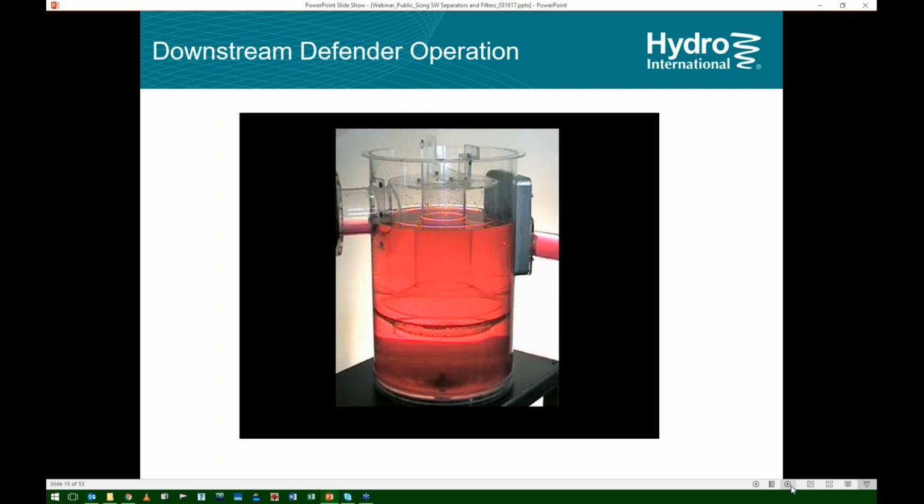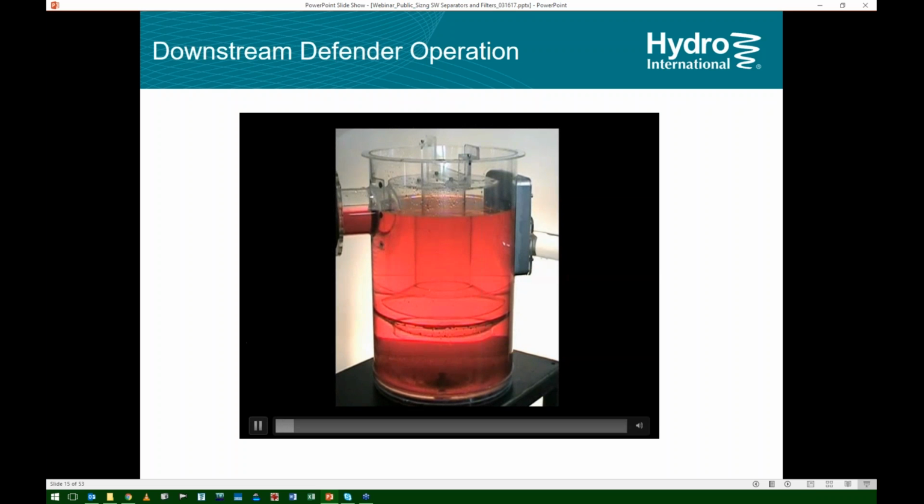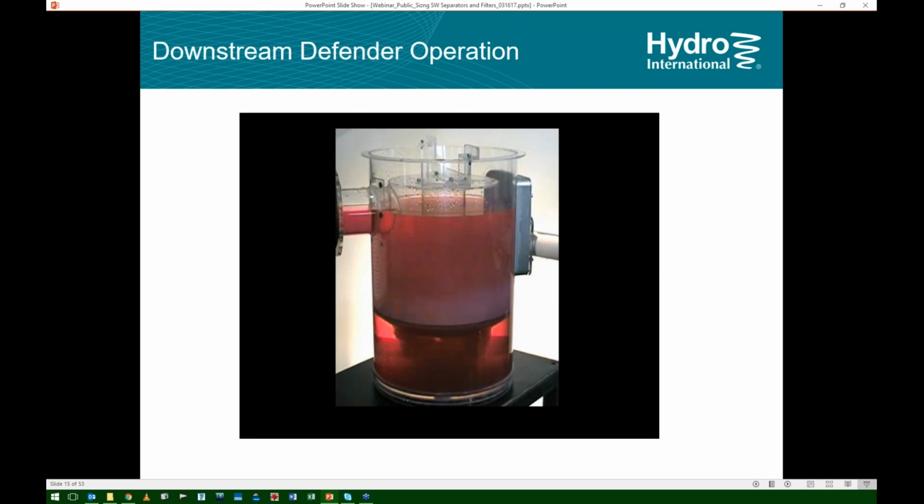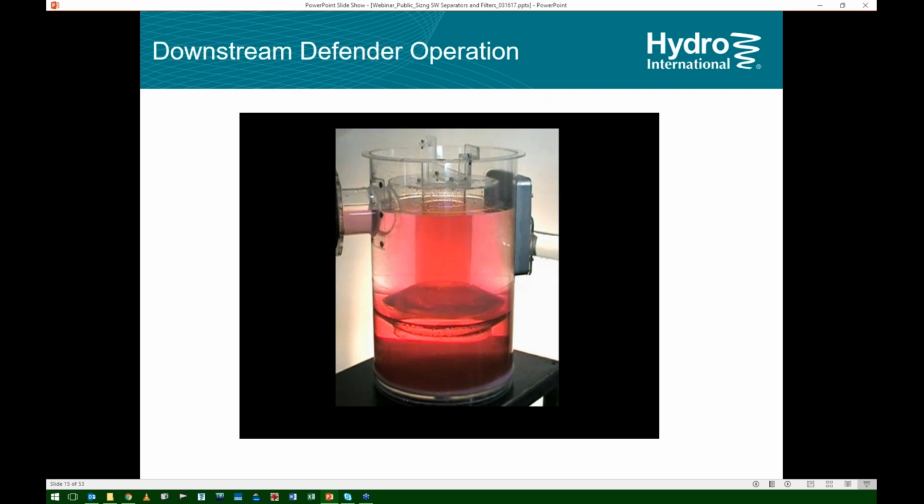Typically, when we look at a separator, just to give you an idea, let's see if this is going to run. Just in case you've never seen inside one of these, this is our Downstream Defender. This is a time-lapse video. It's sped up. Typically, it's showing about a 75 micron particle model here. But the water comes in, these things swirl around. The water separates the sediment from the clean water, basically, and you capture the sediment in the bottom of the unit. And a well-designed device will retain that material.